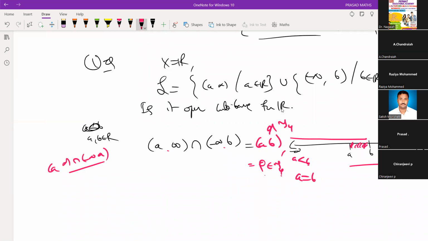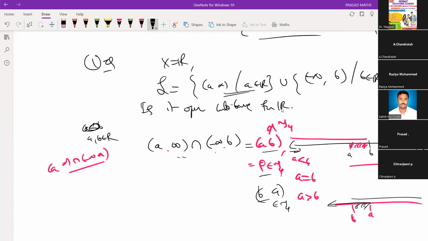Next, if you take a bigger than b, what is the intersection? (b, a). See, this is (minus infinity, a), and this is (b, infinity). What is the intersection? (b, a). So this is also a basic open set with respect to the usual topology. Therefore, if you take any possible finite intersections, you are going to get basic open sets. Therefore, this forms an open subbase.